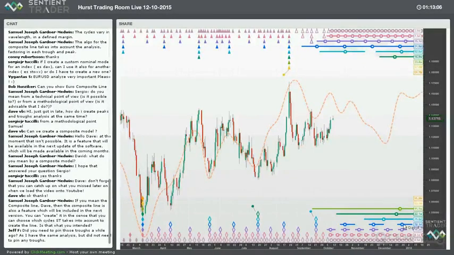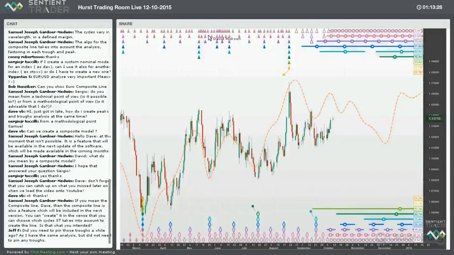I would love to quickly spend a moment. I see a quick question from Jeff. Did you need to pin those troughs a while ago? I have the same analysis, but did not need to pin any of those troughs.